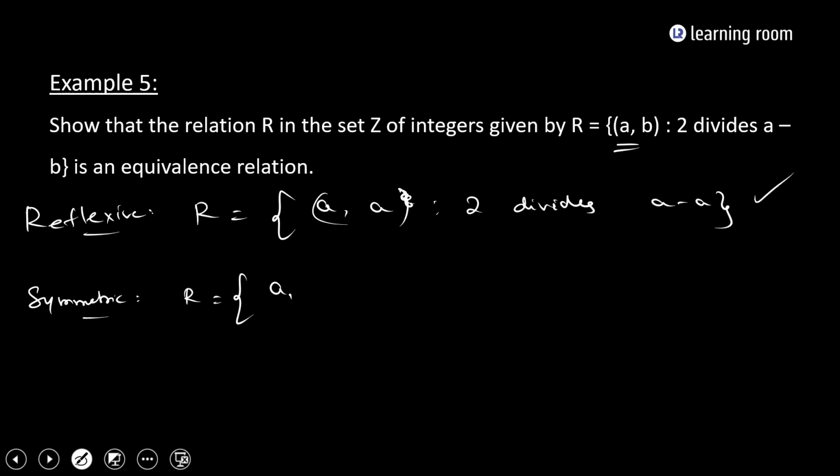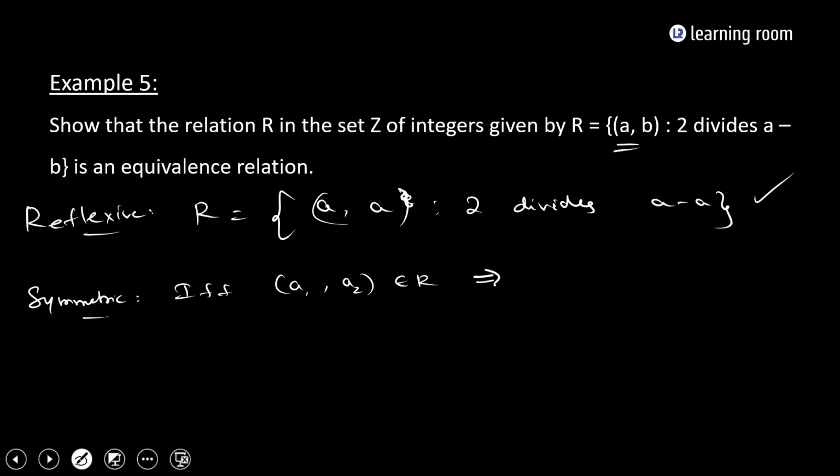I'll write it like this: R is symmetric if (a1, a2) belongs to R. Okay, I have a question here. Suppose a1 is greater than a2, then a1 minus a2 will be possible. Have this in your mind.